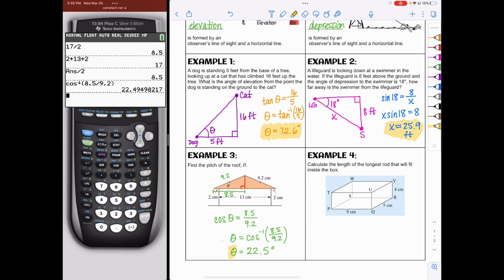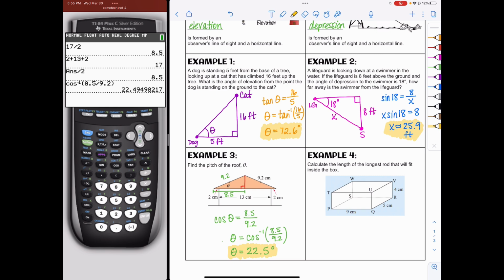All right, so now let's look at the last example, example number 4. We have a prism here. It says calculate the length of the longest rod that will fit inside the box. So I'm going to draw that longest rod in. You should know that the longest rod is going to be the length going from one corner to the opposite corner on the other side.